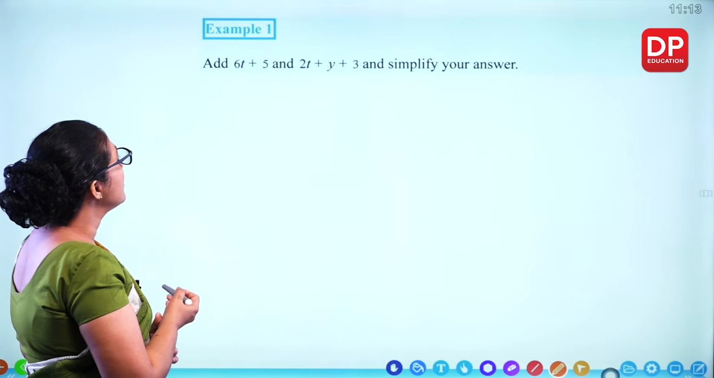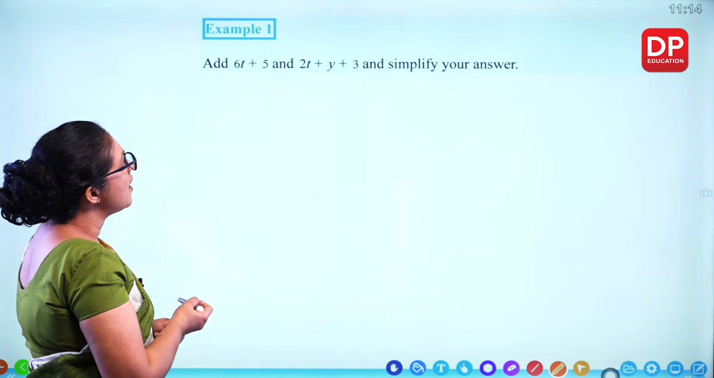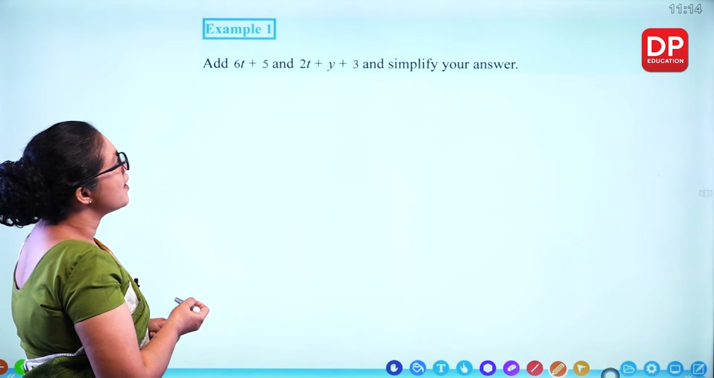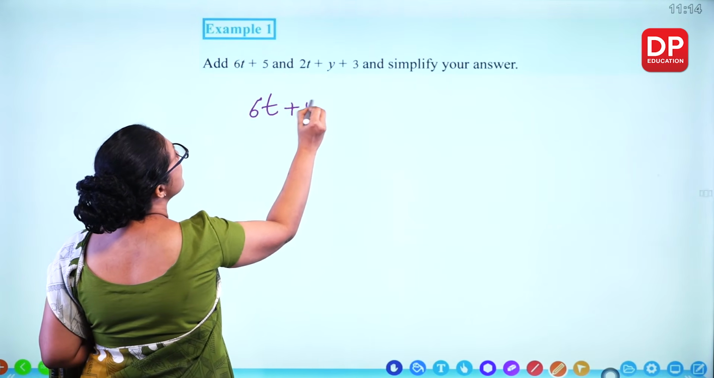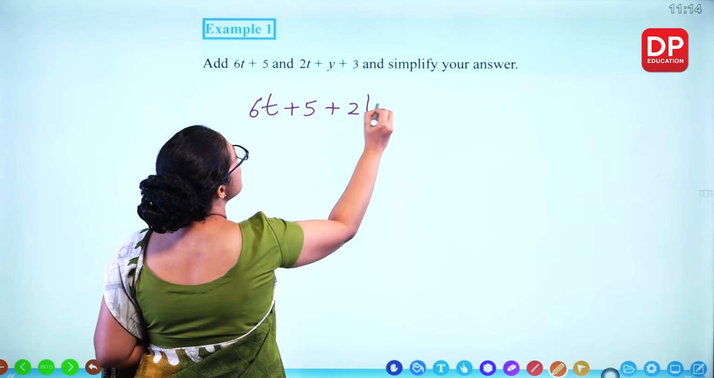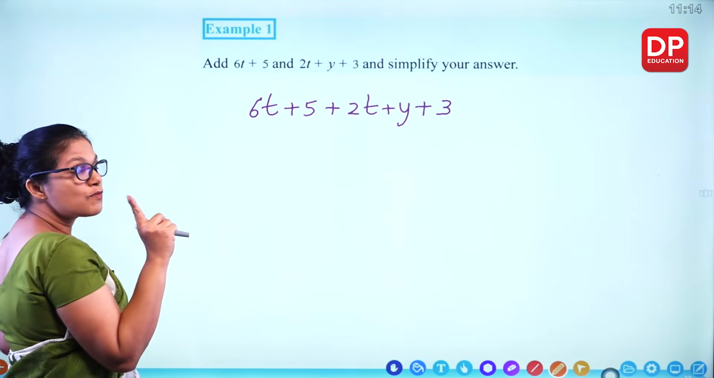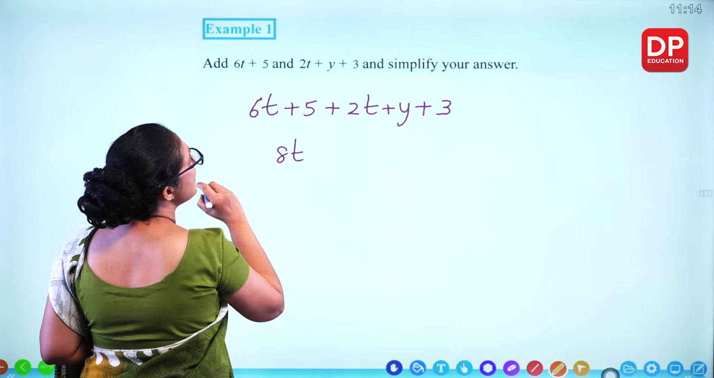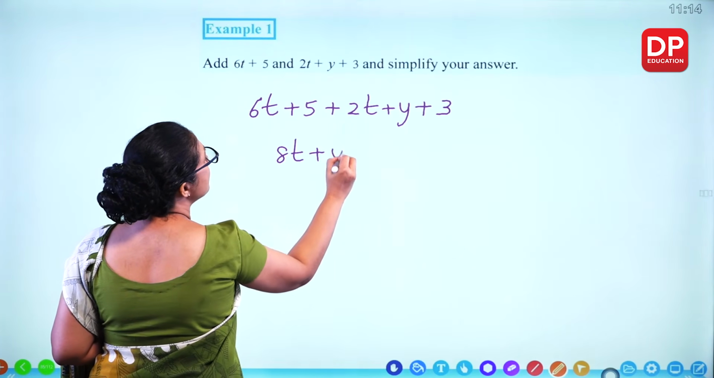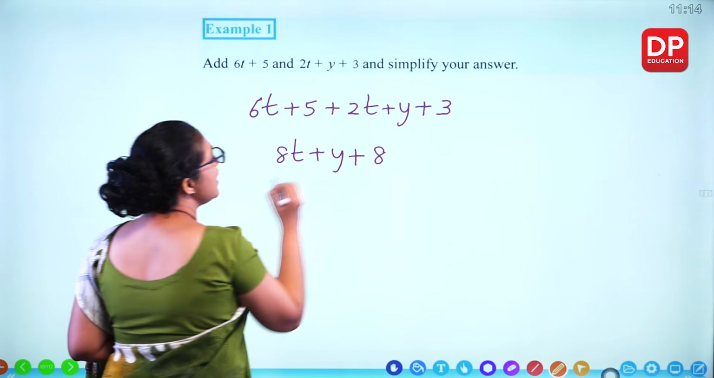And this one, example number 1. Add 6t plus 5 and 2t plus y plus 3 and simplify your answer. So just adding 6t plus 5 plus 2t plus y plus 3. Like terms you can add, 6 and 2, 8. Then plus y is there, 5 plus 3, 8.